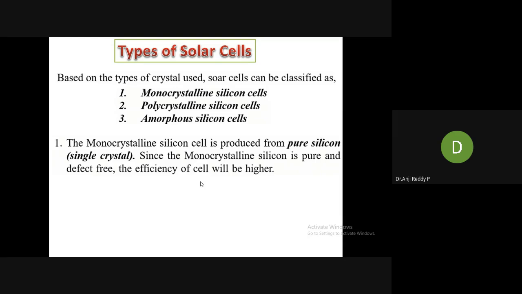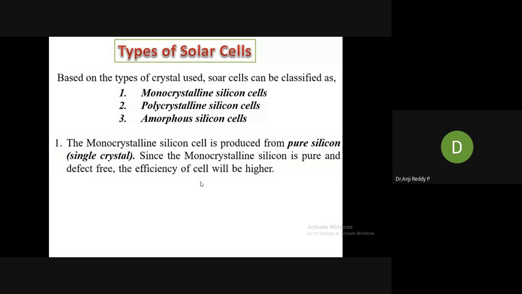This is about pure silicon, monocrystalline silicon solar cells. Here, monocrystalline silicon cells are produced from pure silicon. Monocrystalline means we have to take a single crystal of pure silicon. That we have to convert into a p-type layer and an n-type layer by doping with trivalent and pentavalent elements.